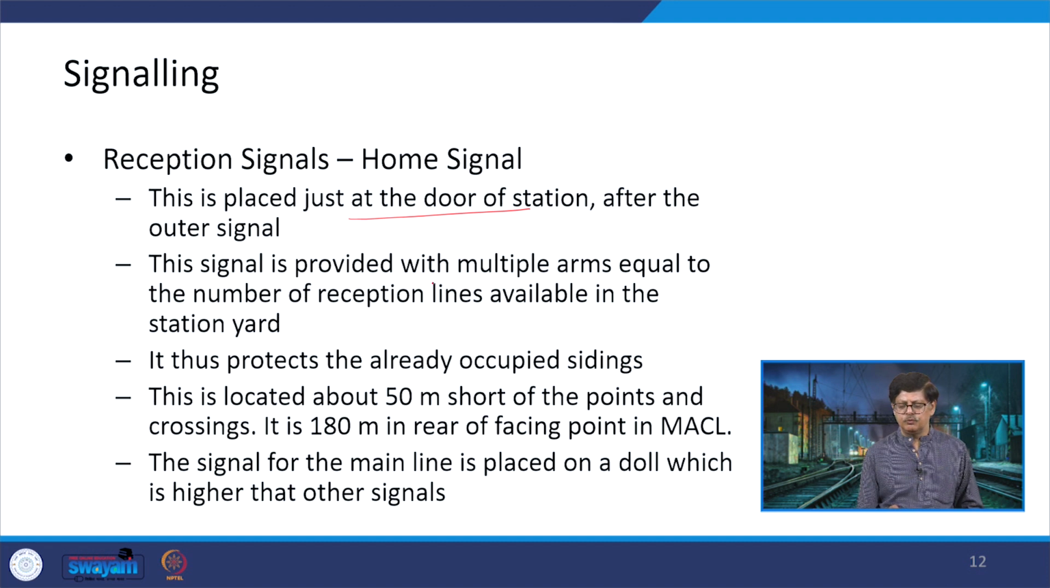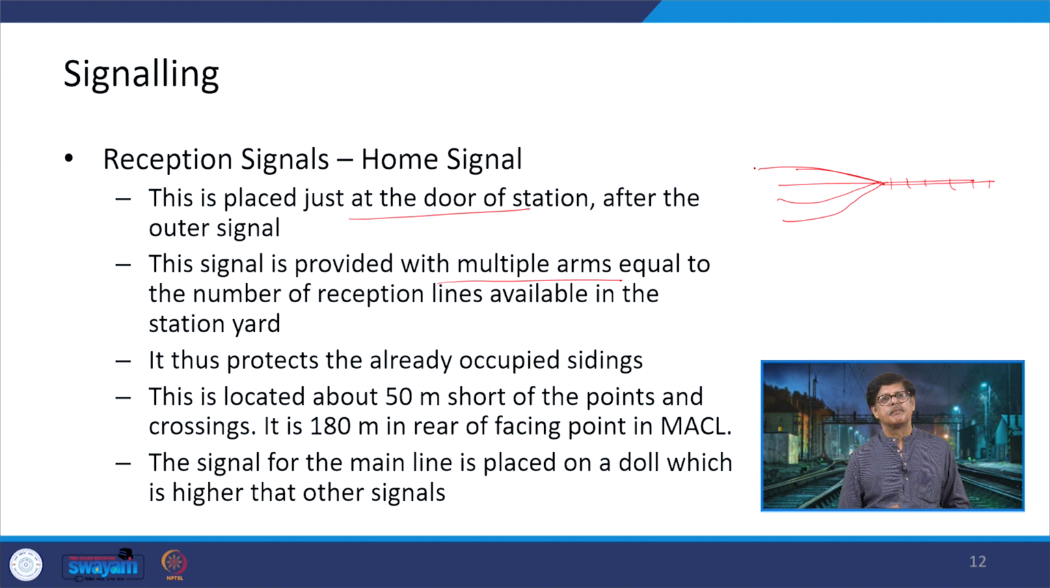This signal is provided with multiple arms equal to the number of reception lines available in the station yard. The track is coming from here, but if it is getting distributed into a number of lines, then the signal provided at this point will have a number of indications, and those indications will tell the loco pilot whether they have to come to the first track, the second track, the third track or the fourth track. So, they have already been cautioned.